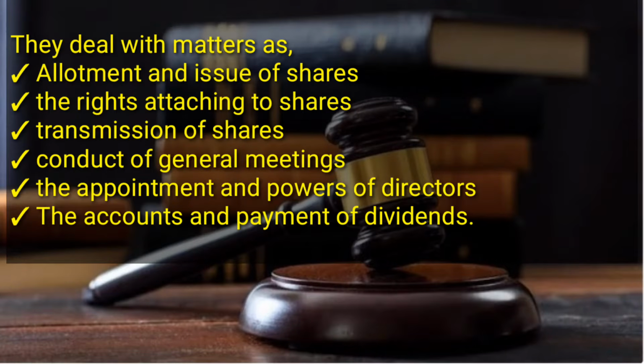The Articles of Association deal with matters such as allotment and issue of shares, the rights attaching to shares, transmission of shares, conduct of general meetings, the appointment and powers of directors, and then the accounts and payments of dividends.